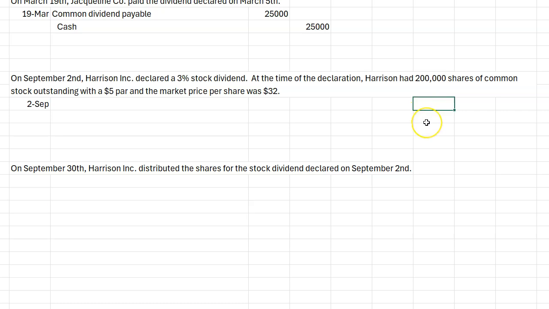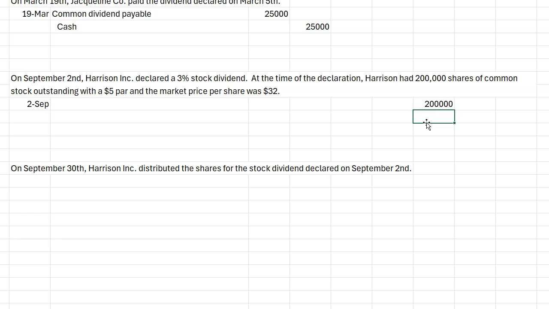So I always recommend, before you dive into the journal entry, let's just find out the number of shares that we're giving. Now, it says here that we have 200,000 shares outstanding. And keep in mind that means we have 200,000 shares in the hands of the shareholders, right?